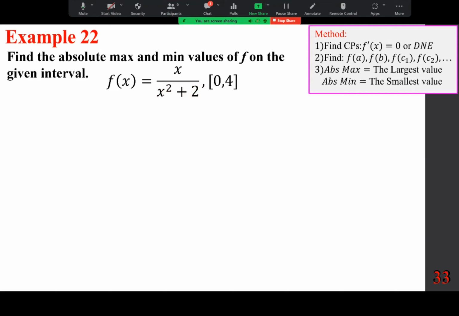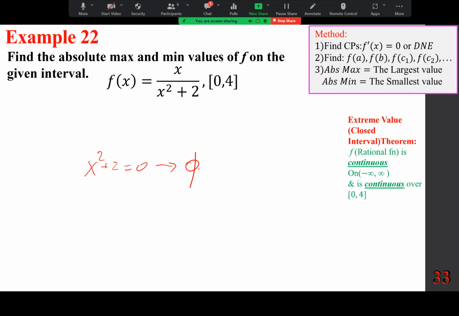Let me write that. x squared plus 2 equals 0 gives us no solutions. So it's continuous from negative to positive infinity, although it's a rational function. And therefore, it's continuous in the given interval of 0 to 4. Now we are going to go with differentiation.